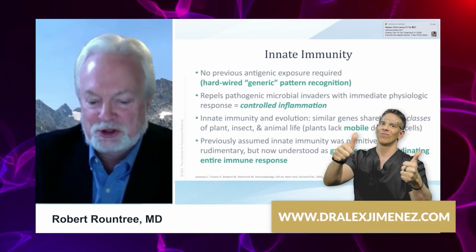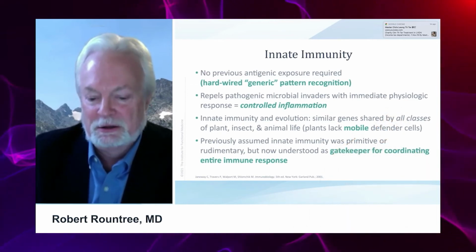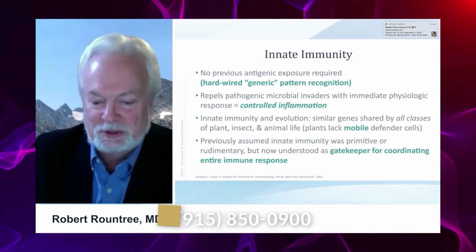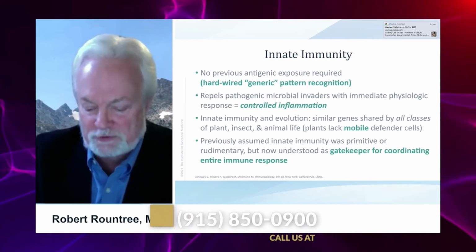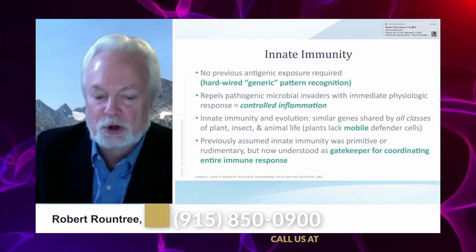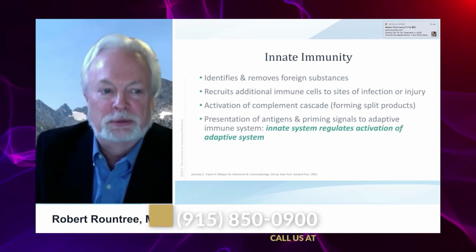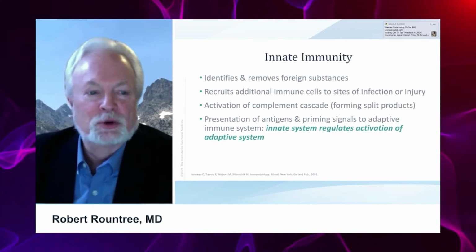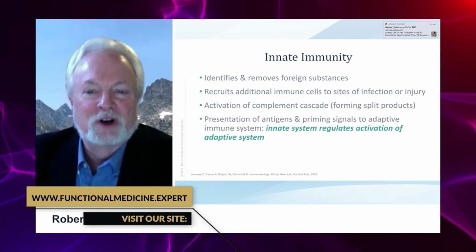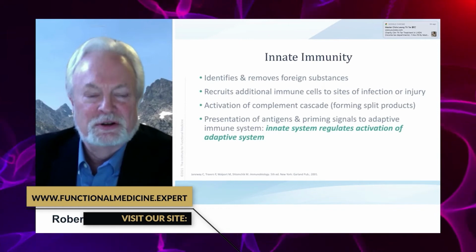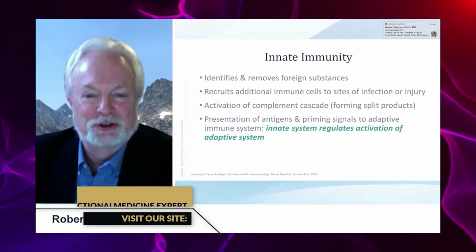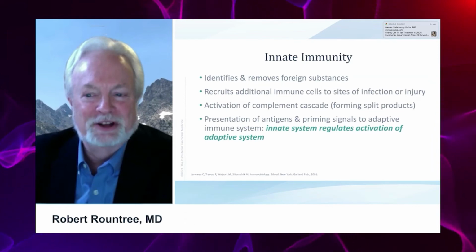So if the innate immune system is happy, then everything goes according to plan. If the innate immune system is under-functioning or over-functioning, that's where we get into a lot of problems. What's the role of the innate immune system? To identify and remove foreign substances. Okay? Garbage disposal, especially when it comes to macrophages.